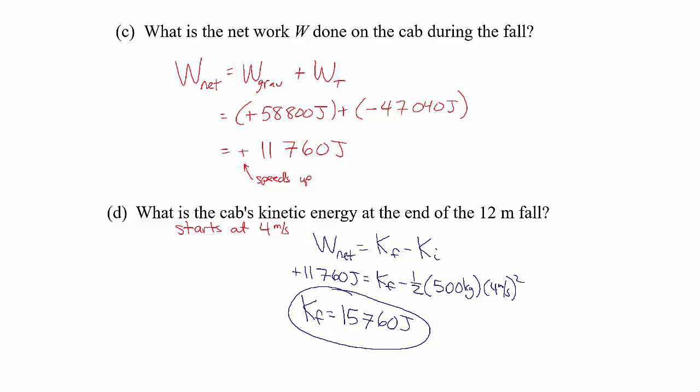Sometimes instead of what is the final kinetic energy, we're asked what is the final speed. And so this is something where we could just use the definition of kinetic energy. Kinetic energy is 1/2 mv squared. So if we set that final kinetic energy, 15,760 joules, equal to 1/2 times 500 kilograms times v squared, this would give us that the speed of the elevator cab is 7.94 meters per second after it has fallen 12 meters. Again, we said that it sped up, so it started at 4 meters per second and it sped up to 7.94 meters per second after falling the 12 meters.